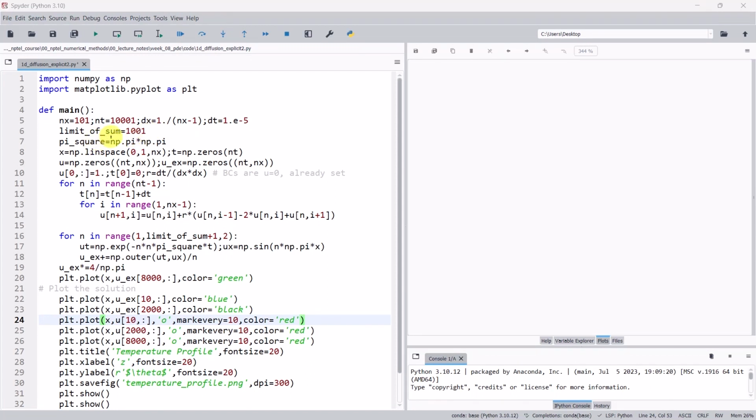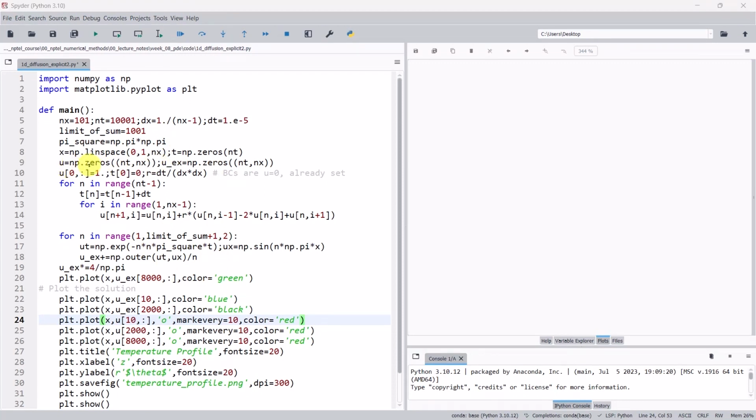Time-wise, I am taking 10,001 time levels. That means this dt, my delta t, is 10 raised to minus 5. As I go from 0 to 1, I take a dt of 10 raised to minus 5. Then I go from 1 to 2, I take 10 raised to minus 5, and so on and so forth. The limit of sum, pi square, etc. are only important in the analytical solution, and I'll talk about it later.